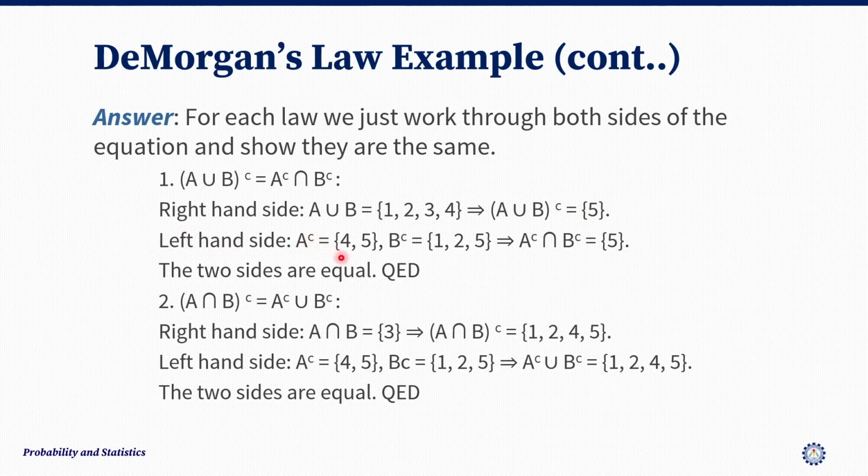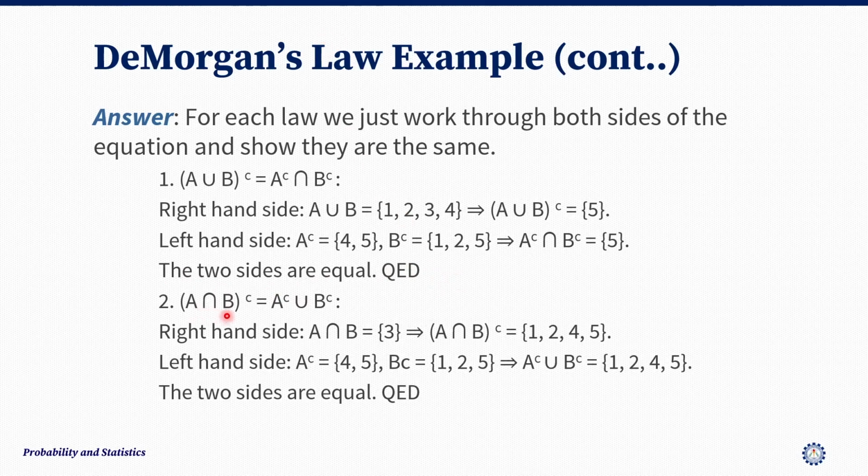On the right hand side, we have A complement which is equal to 4 and 5. We have the B complement which is 1, 2, 5. If we get A complement intersecting B complement, we only get 5. So that proves De Morgan's law. The two sides are equal.